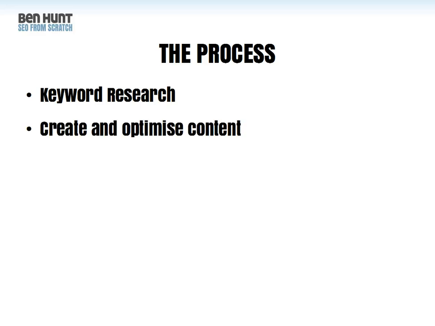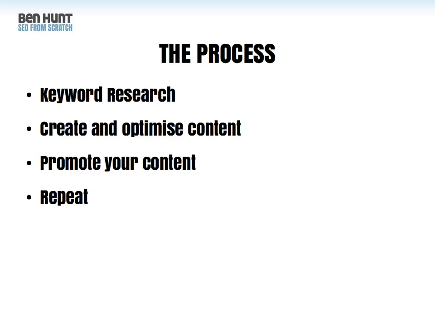So let's look at the process that we're going to be studying over this video series. We'll start with keyword research. That's identifying which search terms you want to rank for. Then we'll look at creating and optimizing content, deciding what content you need to create and how to make it relevant to the search term that you've chosen. Then we'll look at promotion, because people have got to see your content. There's no point in having great content if it's not seen. So promotion is absolutely a great big part of SEO.